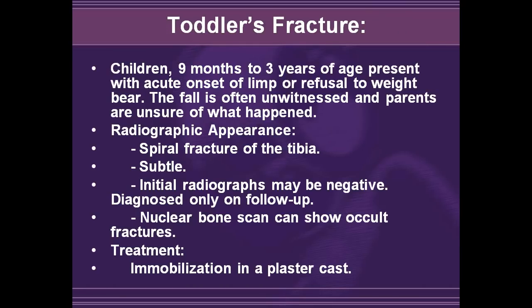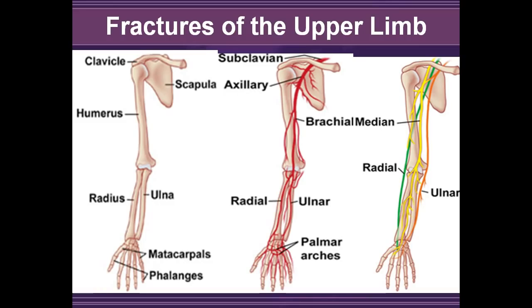Children who are 9 months to 3 years old may present with acute onset of limp or refusal to weight bear. Often they have had a toddler's fracture, and this is a fall which most often is unwitnessed and parents are unsure of what happened. It is a spiral fracture of the tibia and is often subtle. The initial radiographs may be negative and may sometimes only be diagnosed on follow-up imaging or nuclear medicine bone scan. This is treated with immobilization in a plaster cast.